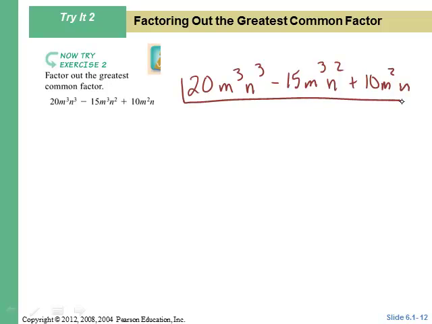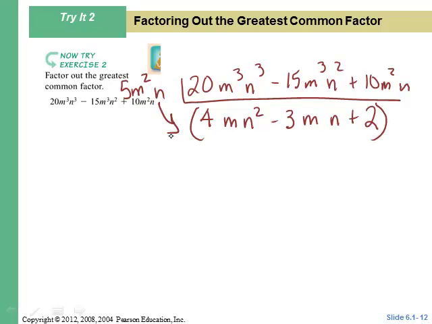Okay, the biggest number is 5, the smallest power of m is squared, and the smallest power of n is n. We're left with 4m n squared, 3m n, 2, and then there's no letters left for the last part. So that is our factored form, this times that.